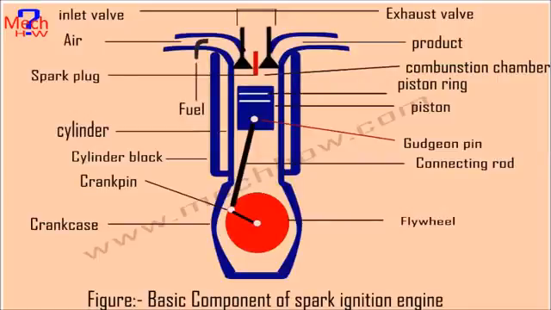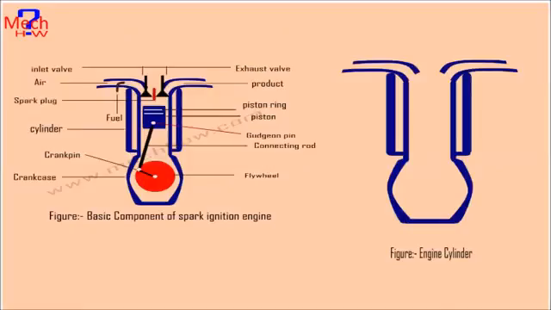Second, external combustion engine. External combustion engines are those in which combustion takes place outside the engine. For example, the steam engine is the best example of an external combustion engine, in which combustion of fuel takes place outside of the engine. Now we discuss all the basic components step by step.